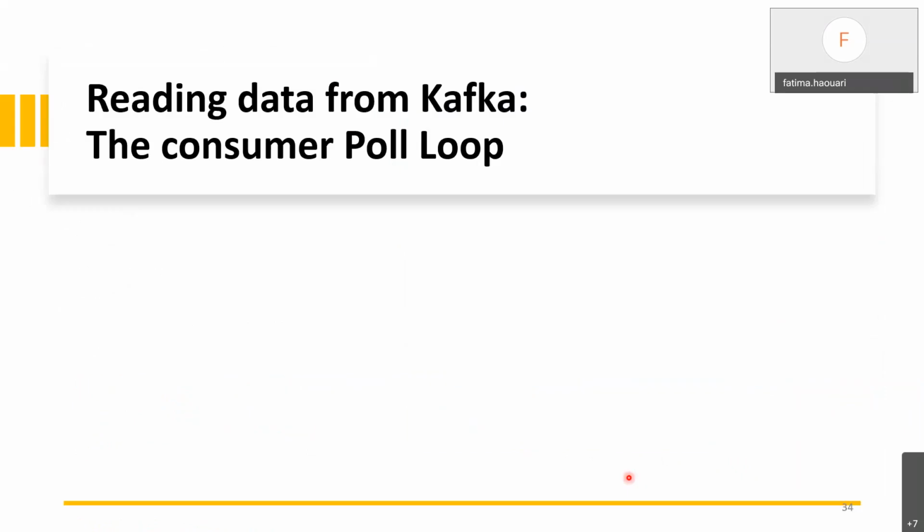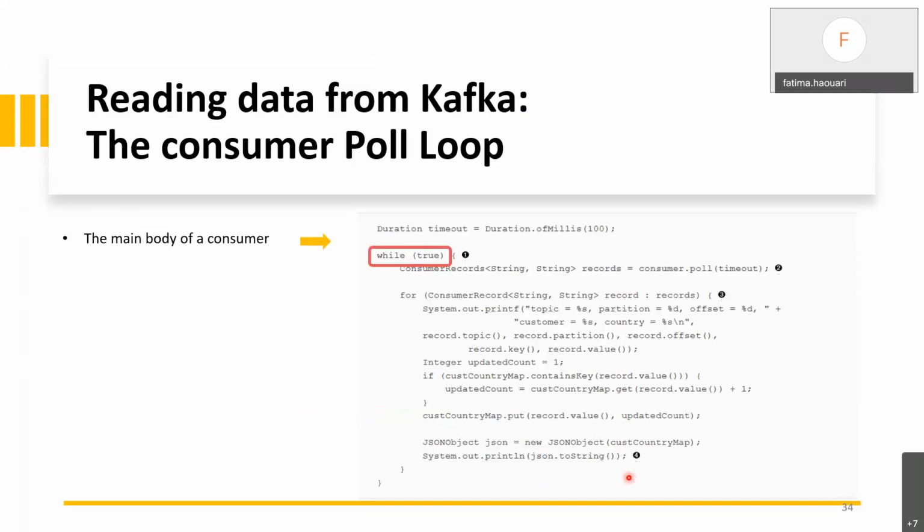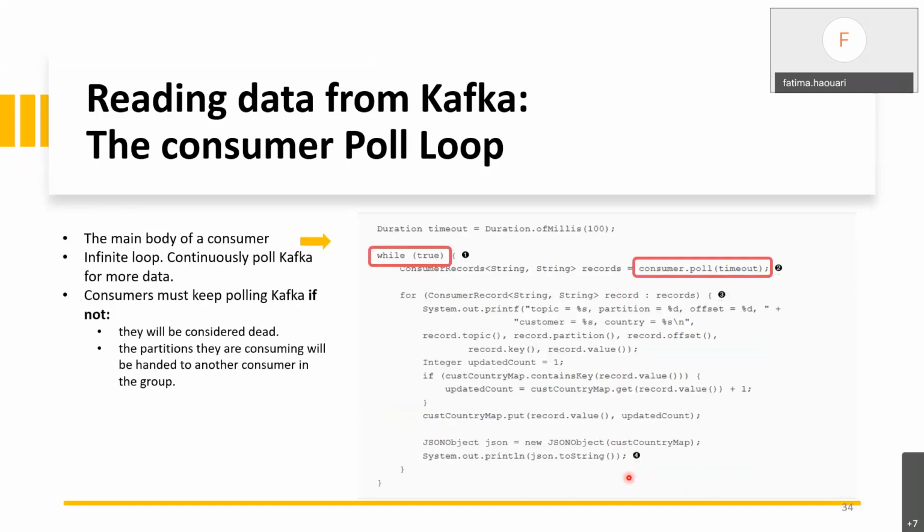Reading data from Kafka. Okay, we said that the consumer will read data in a loop, and it's an infinite loop where the consumer continuously polls Kafka for more data. The consumer must keep polling Kafka. And if for any reason they stop polling data, they will be considered dead. And the partitions that they are consuming from will be handed to another consumer in the group automatically.